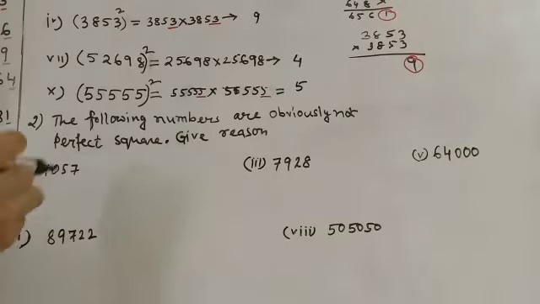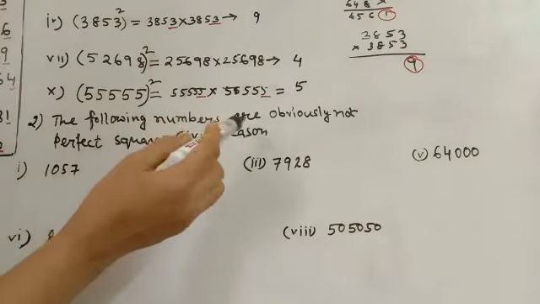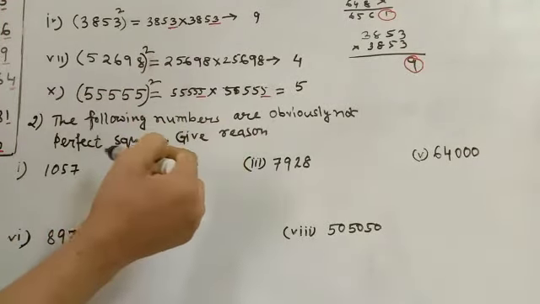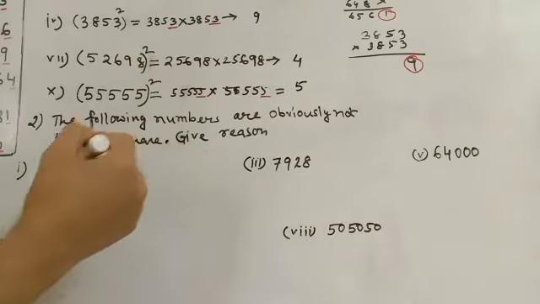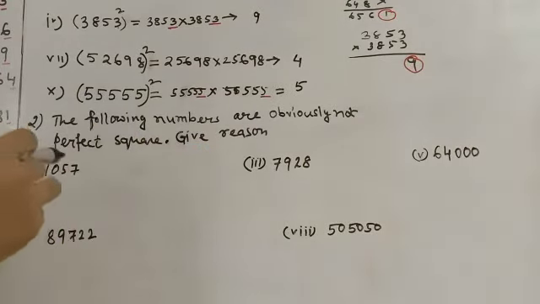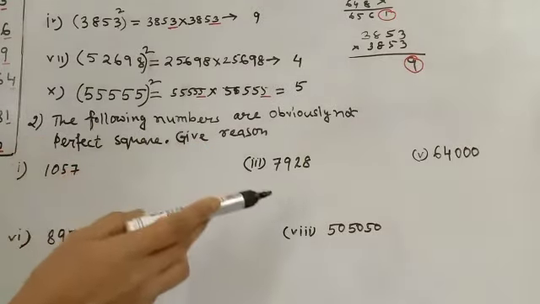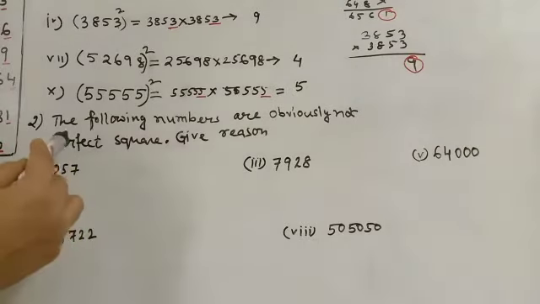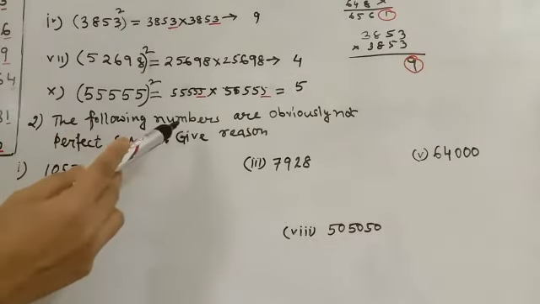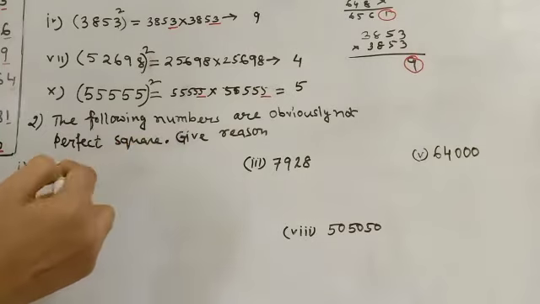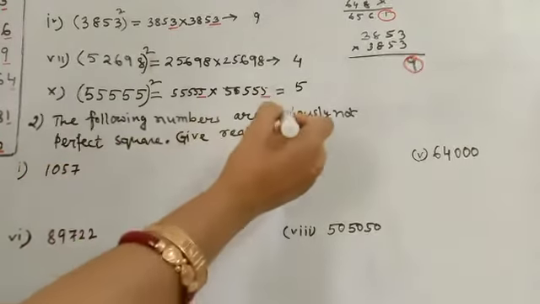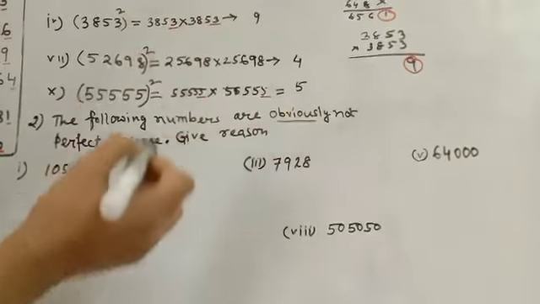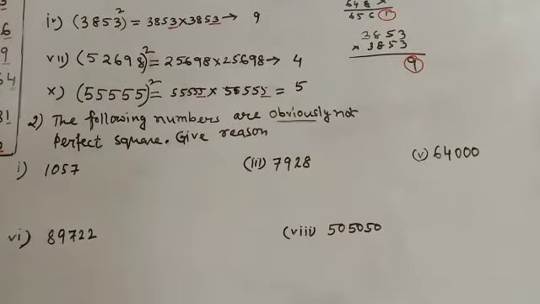The next question is: the following numbers are obviously not perfect squares. Give reason. I am not writing all the numbers here, only a selected few. You have to give the answer why they are not a perfect square. The question is already telling that they are obviously not a perfect square, so why are they not?